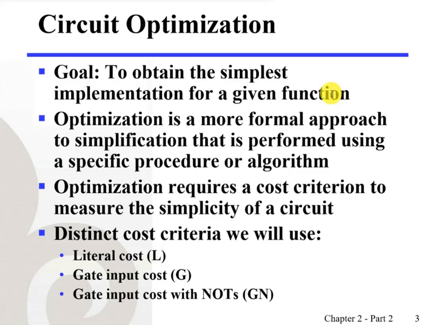So to optimize any given Boolean function, we will first need to introduce a cost criterion, which allows us to measure the simplicity of a logic circuit. For example, let's consider the following 3 cost criteria. First one is literal cost, denoted by L. Second one is gate input cost, denoted by G. And third one is gate input cost with NOT gates counted, which we denote as GN. Let's take a look at these criteria one by one.